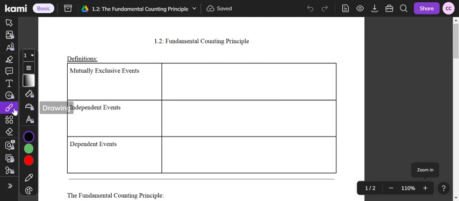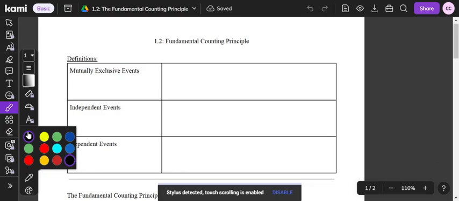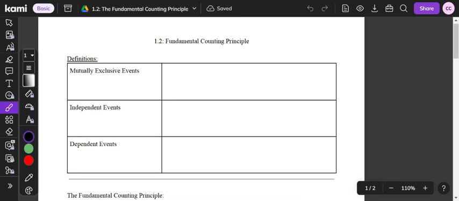So, following along in our notes here, we have mutually exclusive events. Now we defined this in lesson 1 already, but let's go ahead and write it here again. Mutually exclusive events are events that cannot happen at the same time.